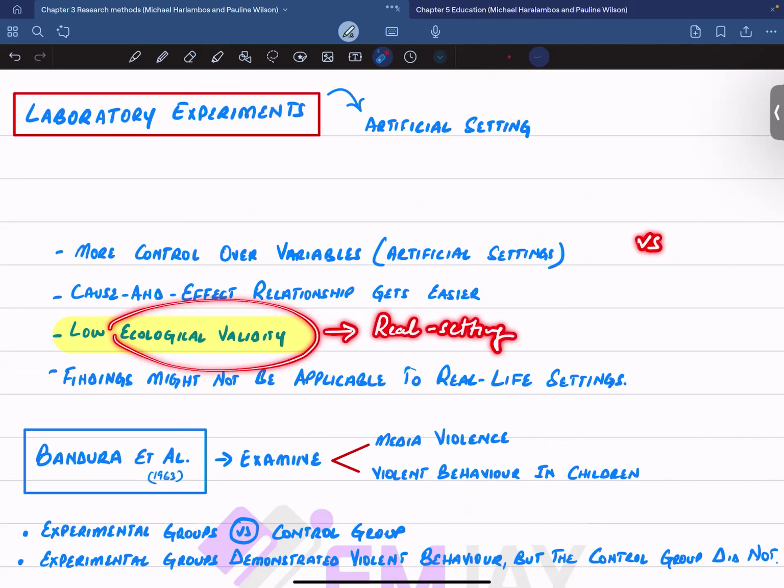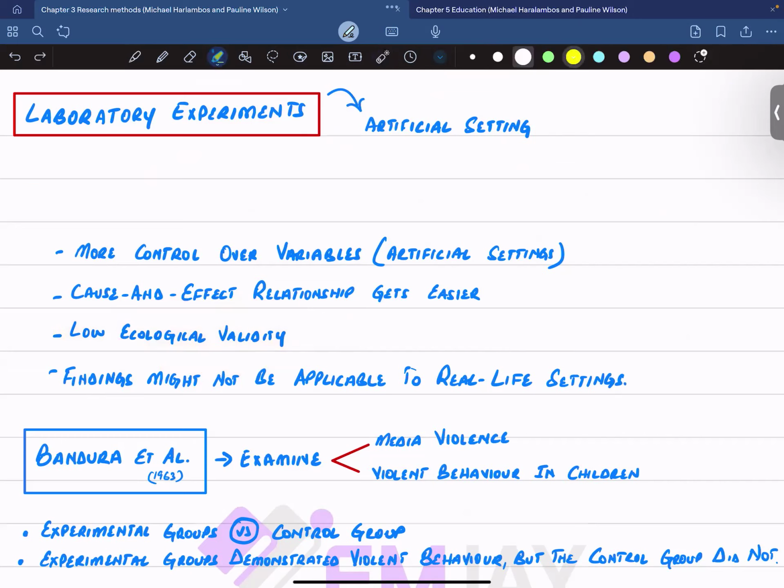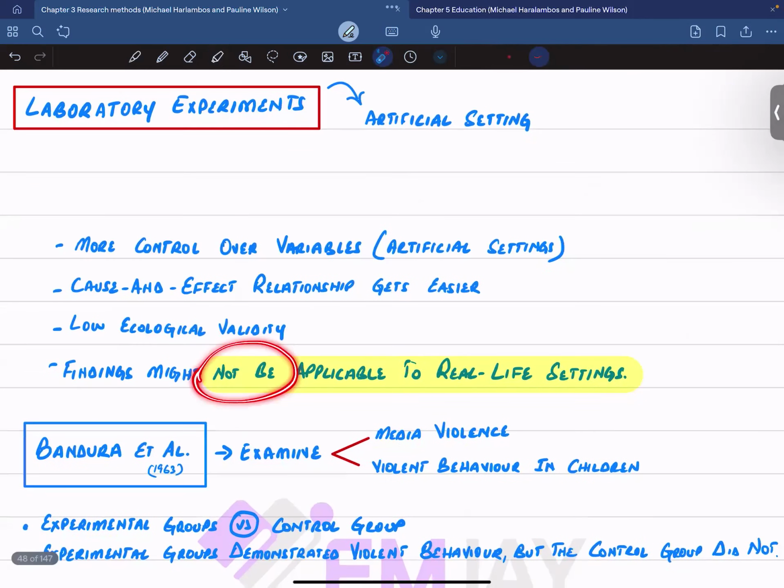However, when you talk about a laboratory experiment, we're talking about an artificial setting over here. So if you're conducting your research in an artificial setting and not in its real setting, you would refer to that research as being low in terms of ecological validity. The findings might not be applicable to real life settings. Why is it that we say that the findings might not be applicable to real life settings?